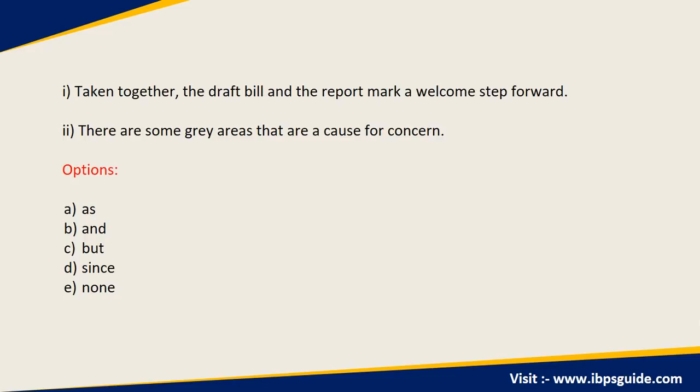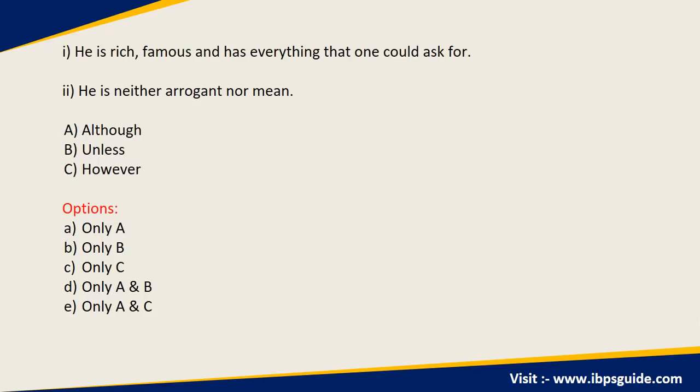Next question. He is rich, famous, and has everything that one could ask for. Second sentence, he is neither arrogant nor mean. Now, when you read these two sentences, you have to look at the implied meaning. So when you say that someone is rich, famous, and has everything that they could ask for, you're assuming that this person would be arrogant or this person would be rude, right? So the second sentence says, he is neither arrogant nor mean, which is against the normal, right?